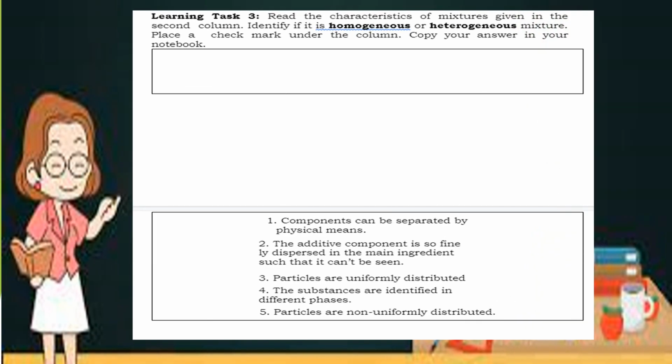For learning task 3, read the characteristics of mixture given in the second column. Identify if it is homogeneous or heterogeneous mixture. Place a check mark under the column and copy your answer in your notebook. But then you're going to answer it here as homogeneous or heterogeneous only, not check. Is that clear? Okay, so you're going to answer here again, homogeneous or heterogeneous mixture. Okay?